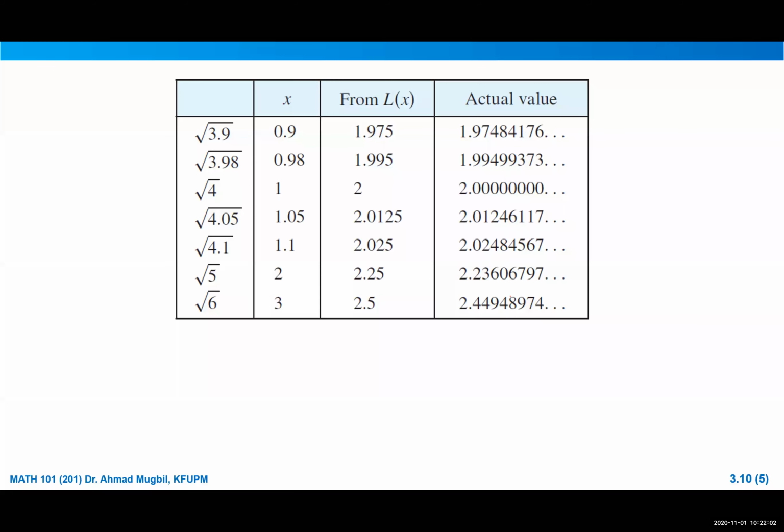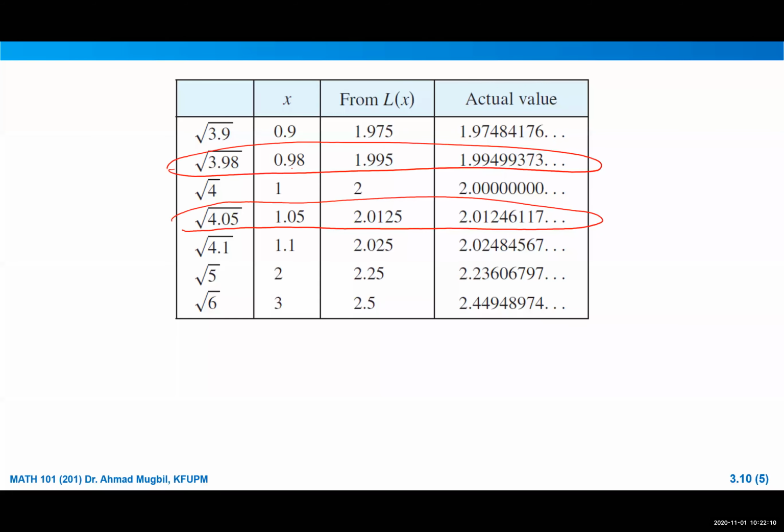By using a calculator, you can find it. Now, look, this is the value that we calculate. We use this one and this one. Of course, these are very close to 1. And look at our approximations. 1.995. This one is 1.9949. So they are accurate until 3 digits. Look, the first 3 digits are the same.